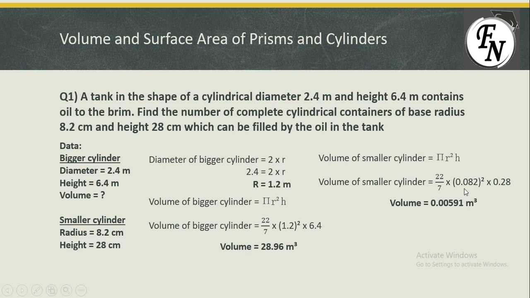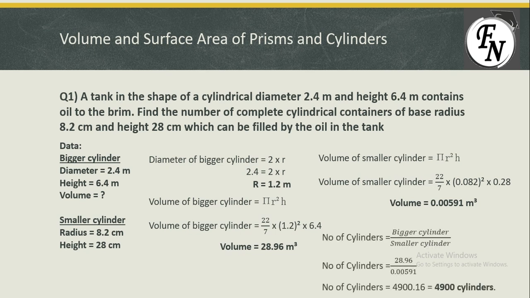After the simplification and using BODMAS, I have obtained the value as 0.00591. That is the volume of a smaller cylinder. So this is the volume of a smaller cylinder, and this is the total volume that needs to be filled. So we need to divide this bigger volume by this smaller volume to check how many of these smaller cylinders can be filled.